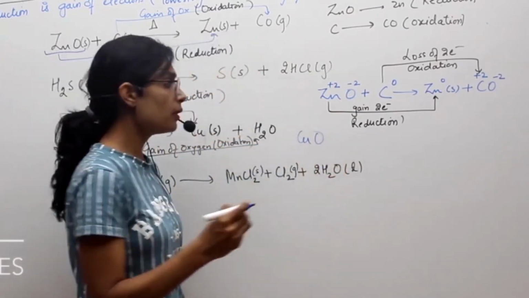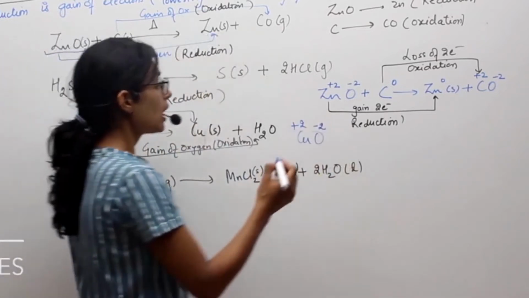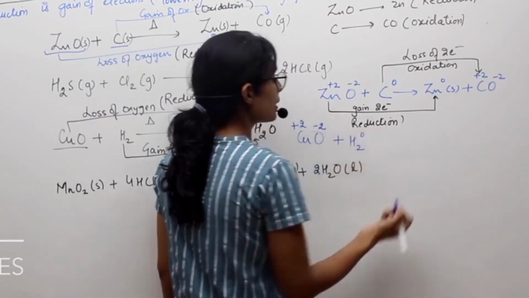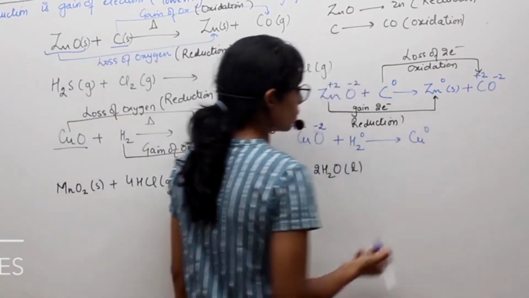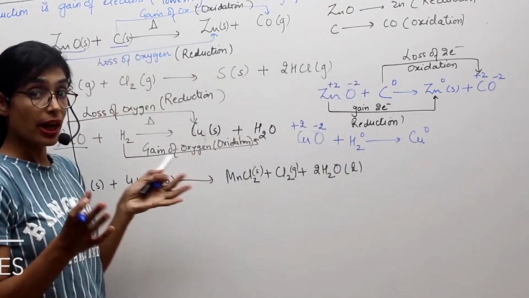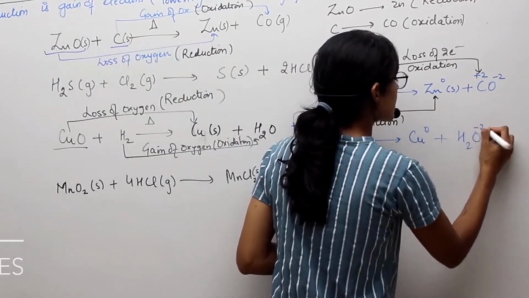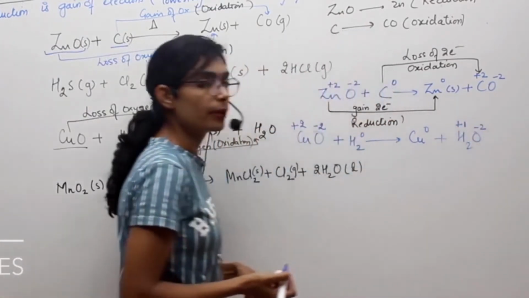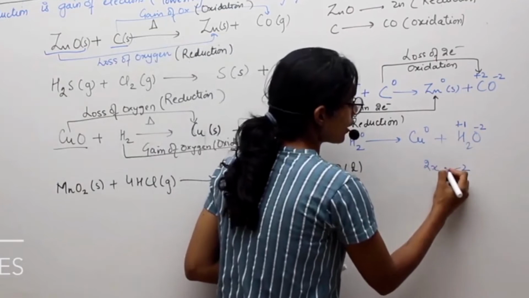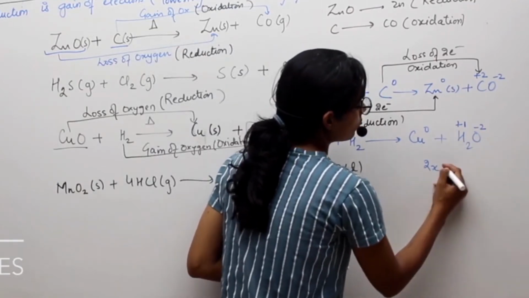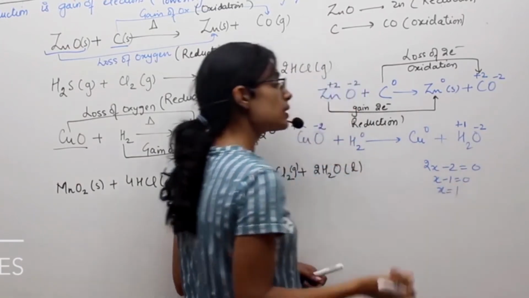If I speak in terms of electrons, I'll just write it over here. In copper oxide, oxygen was exhibiting -2 oxidation state, copper was exhibiting +2 oxidation state. Hydrogen is in its elemental form and hence it is showing 0 oxidation state. After the reaction has happened, copper has become 0 because it is now in its elemental state, the way it exists in nature. And in water, oxygen is exhibiting -2 and hydrogen is exhibiting +1. How will you calculate? Oxygen is -2, 2 hydrogens are there, so write 2x minus 2 is equal to 0. So x is equal to 1. So you can just simply calculate it.